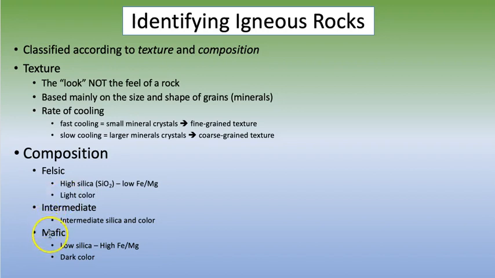In contrast, mafic rocks are lowest in silica, highest in iron and magnesium. This makes them dark in color. Be thinking black or dark green or very dark gray. And if you're somewhere in between, we call it intermediate in silica and color. Be thinking gray.